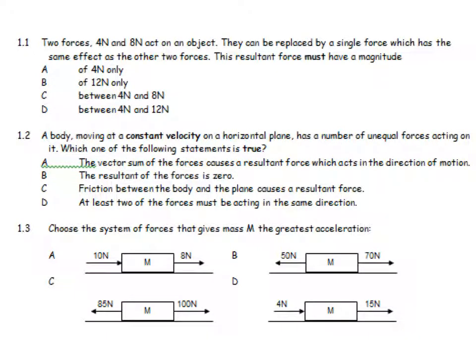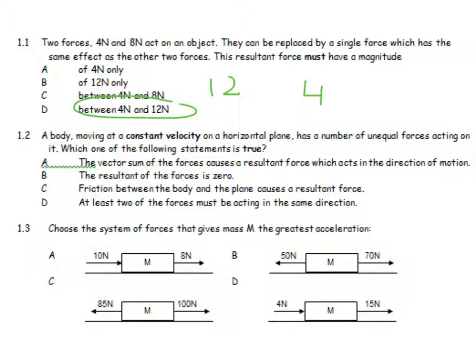Two forces of 4 newtons and 8 newtons act on an object. They can be replaced by a single force, which has the same effect as the other two forces. The resultant must have a magnitude of... Remember, we're going to add the two together, so we're going to get 12. And if we are subtracting them, we'll get 4. So it'll be anything between 4 and 12.